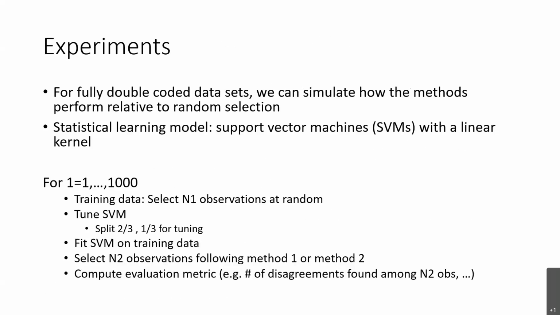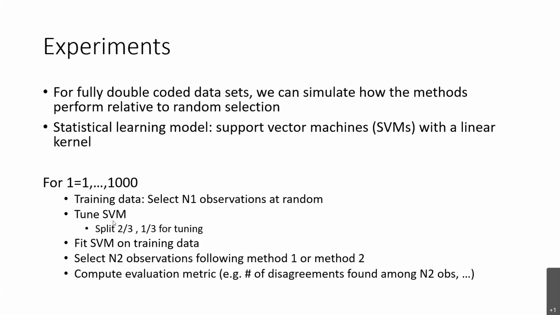All right, and how do we proceed? We do 1,000 simulations every time, which also allows us to give empirical confidence intervals of the middle 950 observations. We first set N1 training observations at random. And these are the N1s that are going to be double-coded, right?